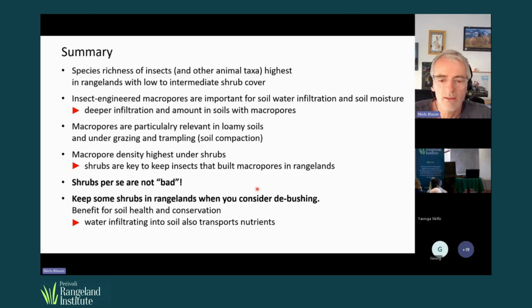I really emphasize on keeping them. There will be a high benefit for soil health and conservation. Soil health, if we extend it, because water that is infiltrating into the soil also transports the nutrients into the soil, in addition to beetle activities and termite activities that directly transport the dung into the soil. But dilution of these nutrients and spreading via infiltration is really, really important as well.